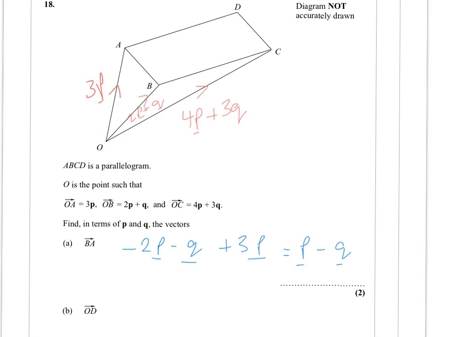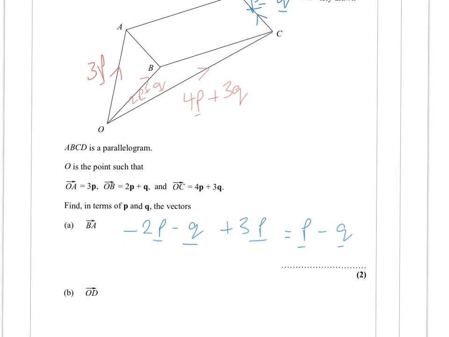To D. How do I get from O to D? I would go OC, and then I actually know CD because it's a parallelogram, so it's going to be the same vector as BA, which I've just worked out. So I can write that in. That there is p minus q going in that direction.